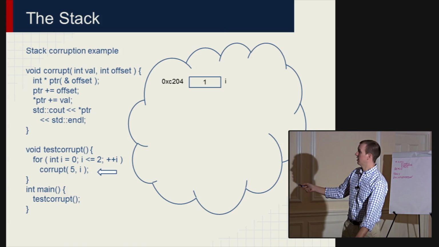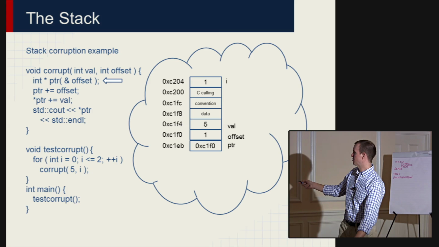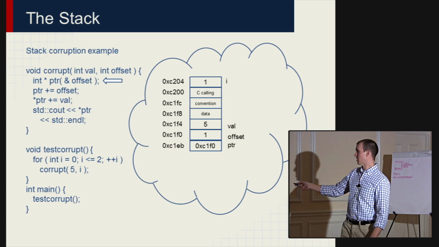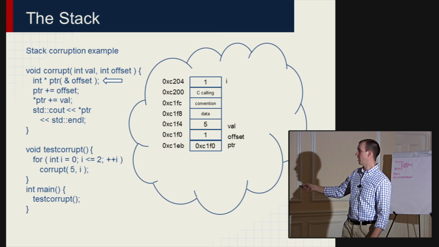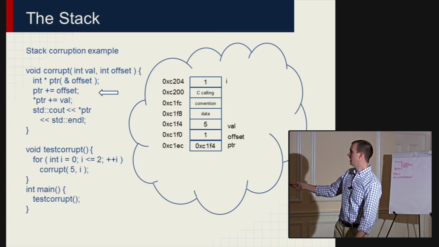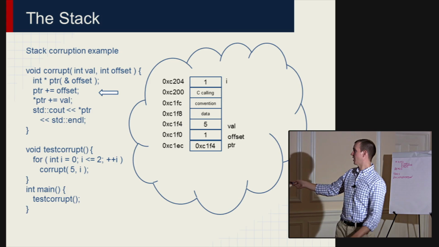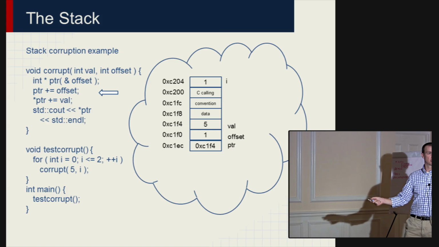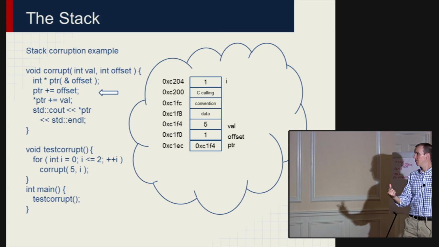And so now I enter this function. I've put in some C calling convention data on the stack. Val is 5 again. Offset is now 1. And then pointer, once it gets initialized to the location of offset, is going to be C1F0. So it's going to point at offset. And the next thing I do is increment pointer by offset. So that's going to increment in step sizes of int. So int is a 4-byte thing, and so when you increment it by 1, then you increment it by 4 bytes. So it's going to go F0 to F4.